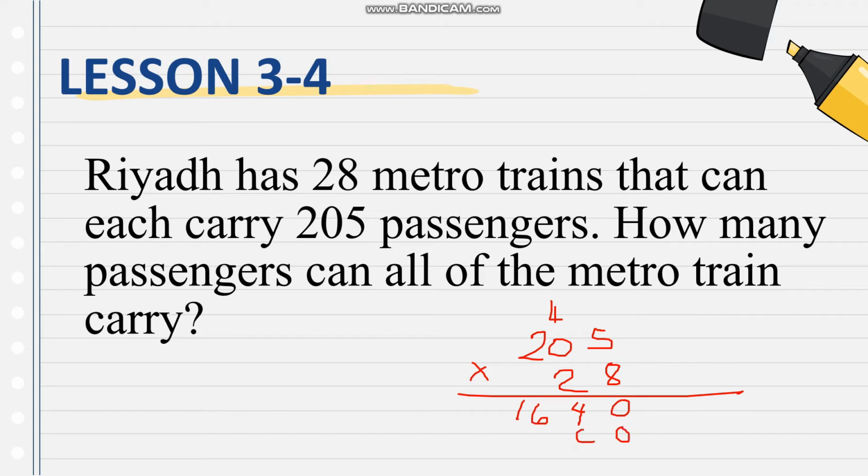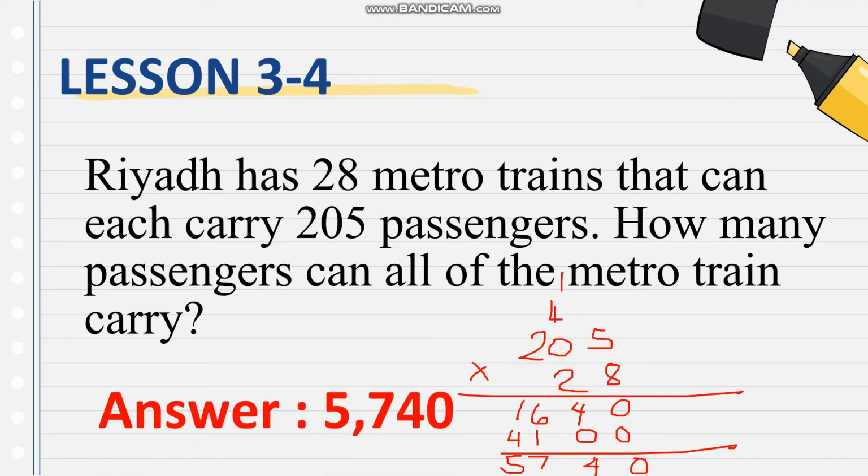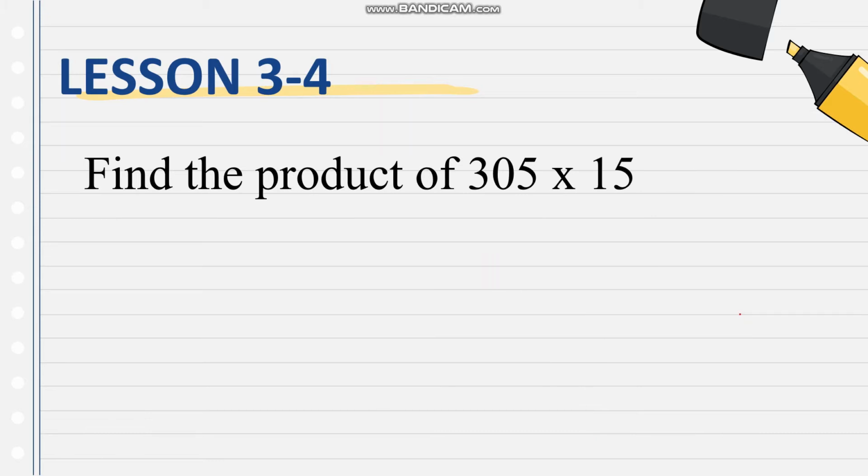5 times 2 is 10, so 0, regroup 1. 2 times 0 is 0 plus 1 is 1. 2 times 2 is 4. Then add, this is 0, 4, 7, and 5. So the answer is 5,740. Next, find the product of 305 multiplied by 15.